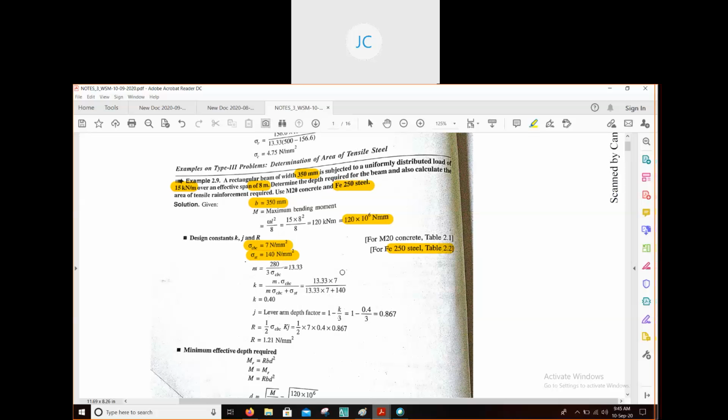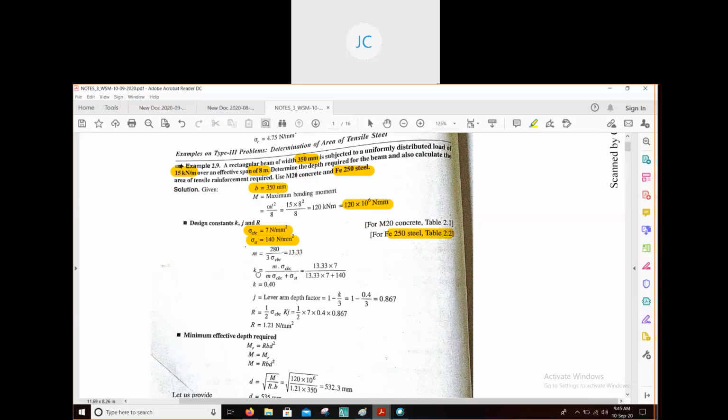After getting these two values, we can find out the value of modular ratio by this formula. Then we have another formula to find out the value of K, which you have already discussed in the previous classes. After getting the value of K, you can find out the value of J also. J equal to 1 minus K by 3. Then we can find out the value of R. R means half sigma CBC K into J.